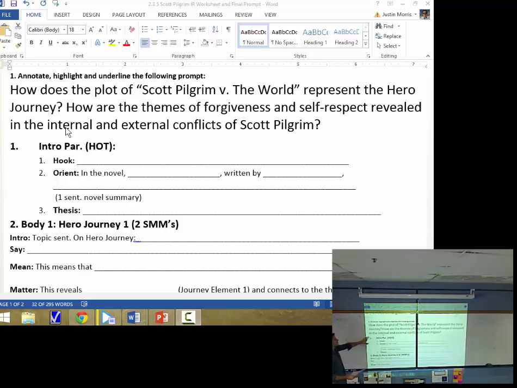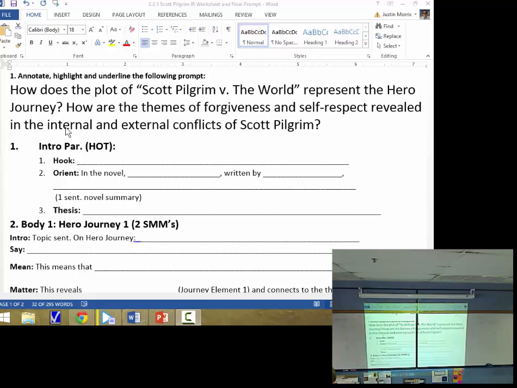All right, so internal, external, outside, inside, we know that they can happen in the same details of Scott Pilgrim. So there's a couple of things here. Notice there are the themes of forgiveness and self-respect. So how many themes are there? Two. And how many conflict types are there? Twelve. Well, for our purposes in the prompt, how many different types of conflicts are there? Two. You're talking about the types of hero journey, right? The twelve parts of the hero journey.